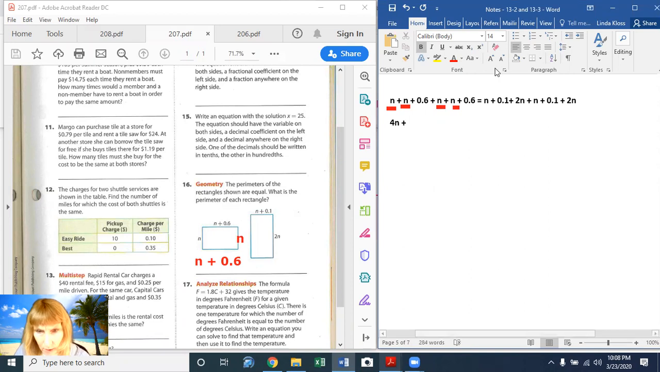Plus, now we can underline the coefficients and add those together. So I have a 0.6 and a 0.6. So what's a 0.6 and a 0.6? Yep, 1.2.